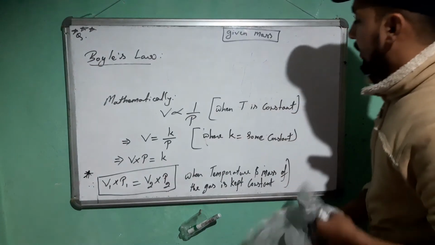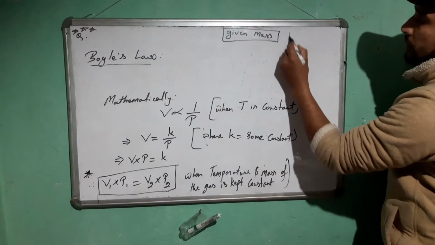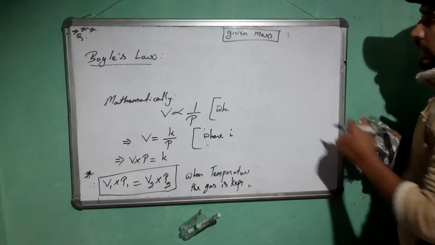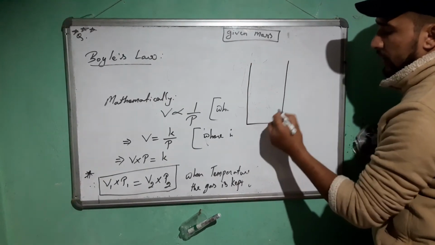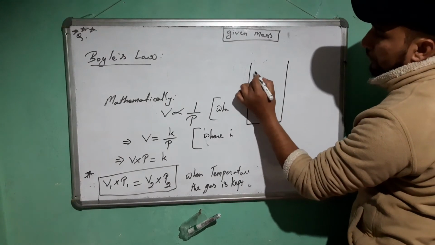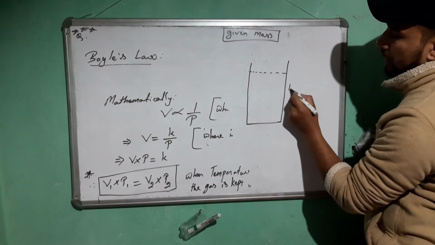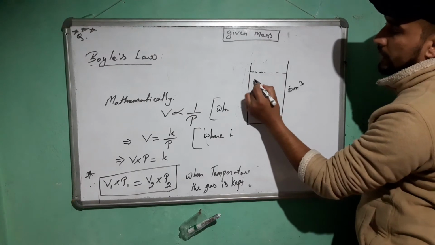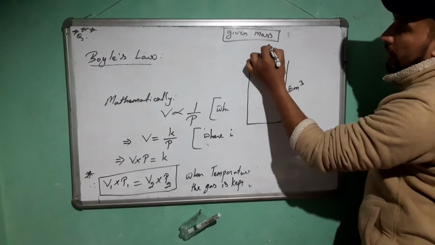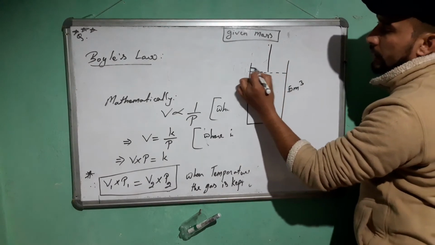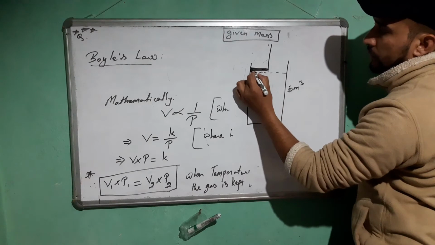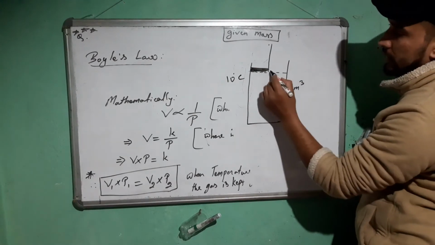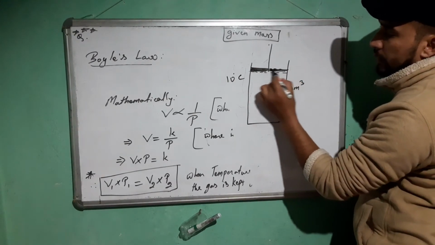Just in simple language, Boyle's law says that, suppose you have some gas in this container, this gas jar. Say you have 5 meter cube of gas in this container. And if you apply pressure from the top, keeping its temperature at say 10 degrees Celsius, right now this gas is at 10 degrees Celsius.